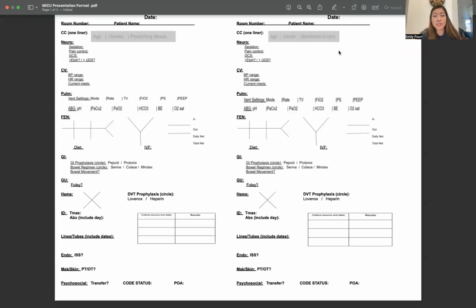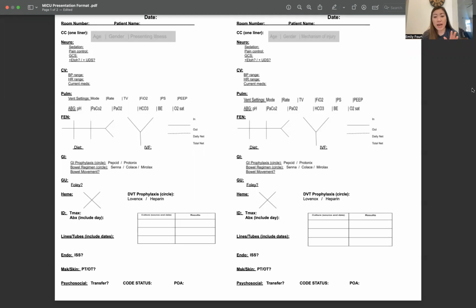I'm one of the new PGY2s, and I wanted to do a quick video for you guys to discuss system-based rounding in the MICU. This is a form that I made back in med school and have adapted over the years. It just helps me keep my thoughts organized. You're welcome to download it. We'll try to attach it to this video and make it available for all of you.